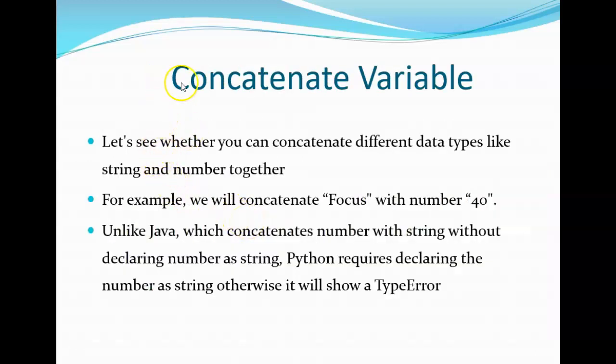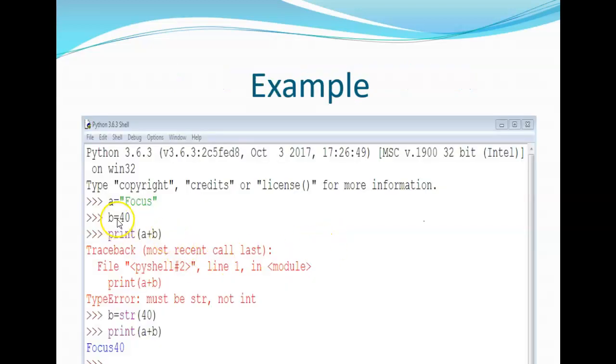Let's see, of course, how to concatenate a variable. Let's see whether you can concatenate different data types like string and number together. Of course, you have examples over here. A is equal to focus, B is equal to 40, A plus B. First one is focus, after that one is a number, which you cannot directly concatenate to a string. But you can do it like this.